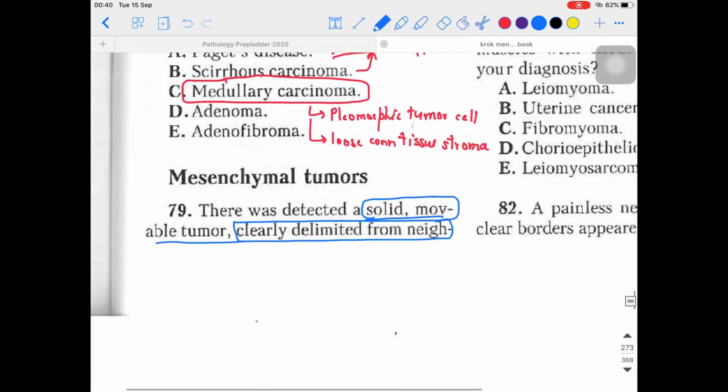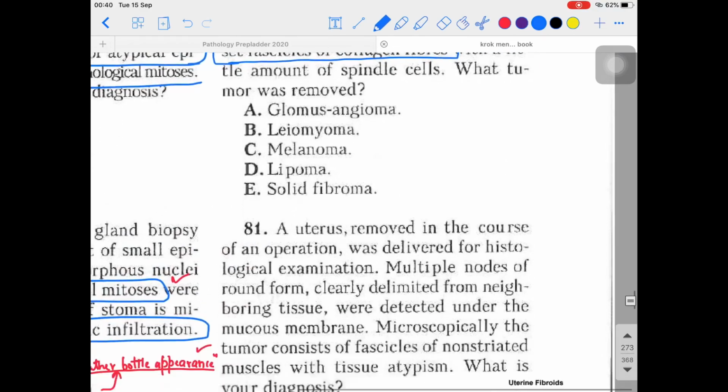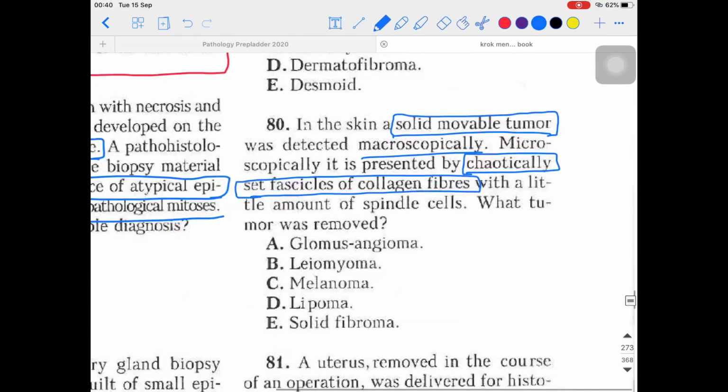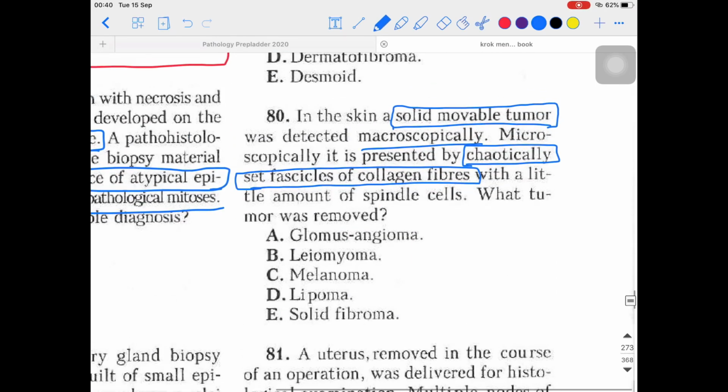If I would like to show you over here, in the 79 question they said also that they detected a solid movable tumor, right? So they are talking about the fibroma now. Okay, fibroma in question number 80, right? Yes. So with a little amount of spindle cells, what tumor was removed? Again same thing.